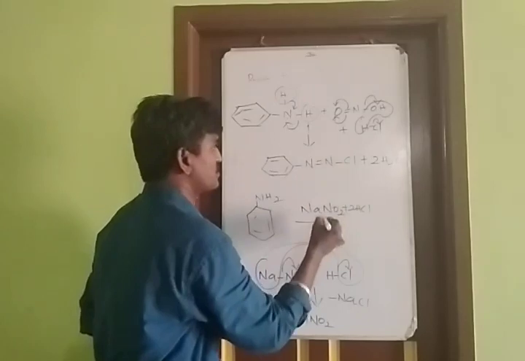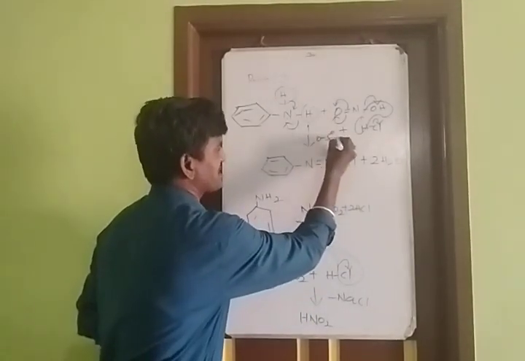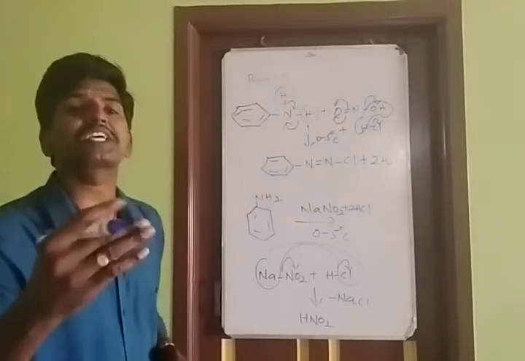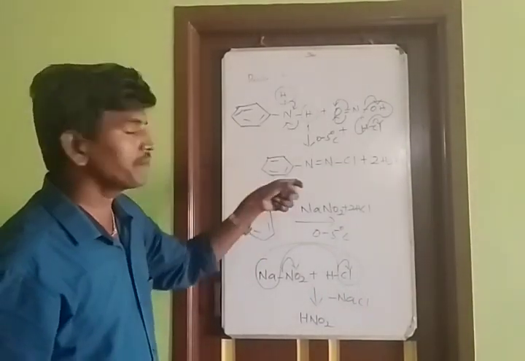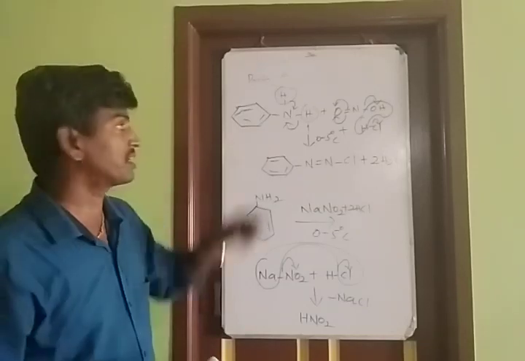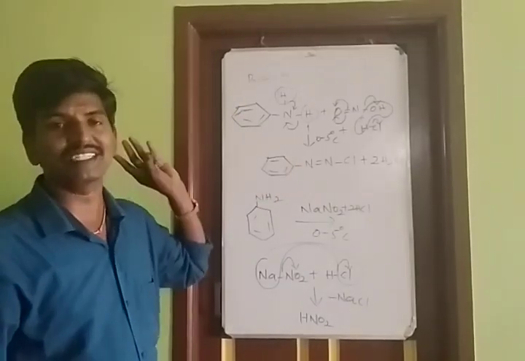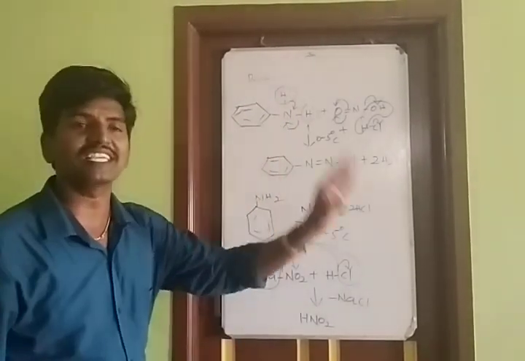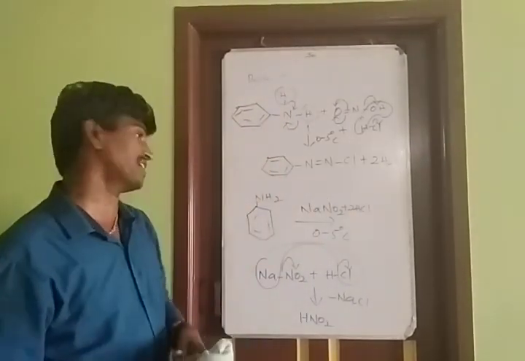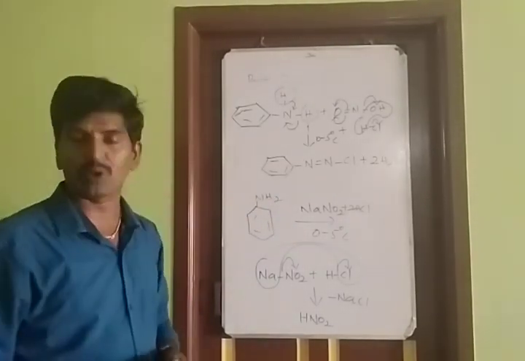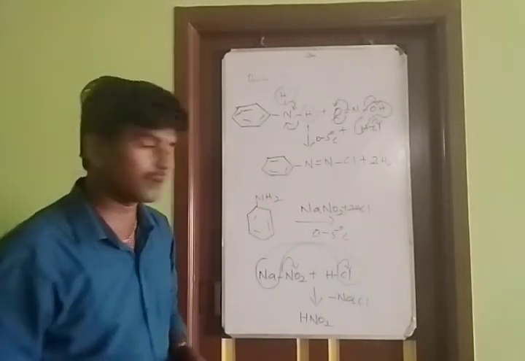Its condition is 0 to 5 degrees Celsius, I mean ice cold condition. So it becomes benzene diazonium chloride. This process is called diazotization. Aniline is converted into benzene diazonium chloride in the presence of nitrous acid at 0 to 5 degrees Celsius, which is called diazotization. Now I am going to prepare phenol from benzene diazonium chloride.